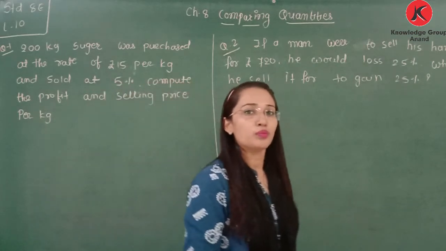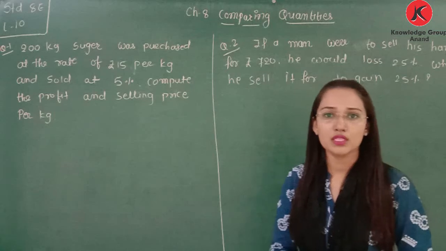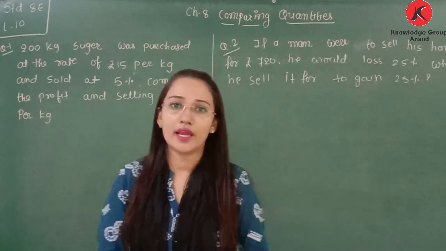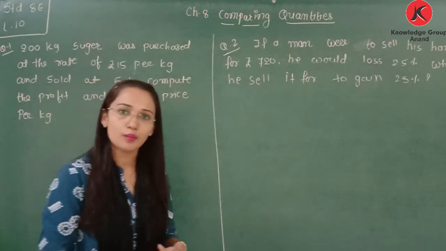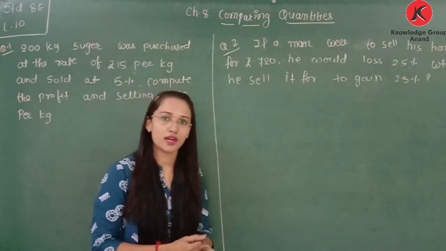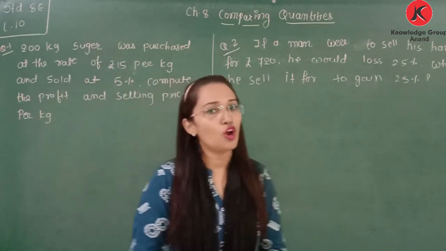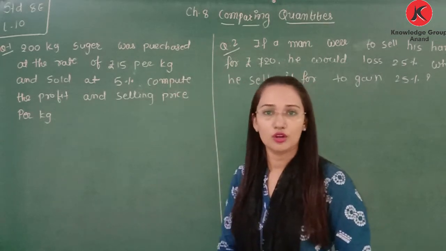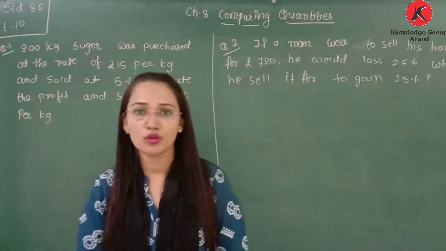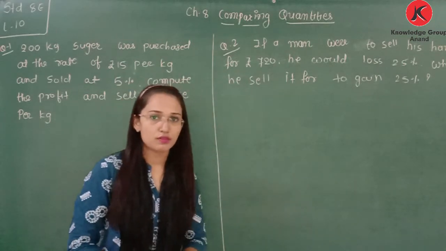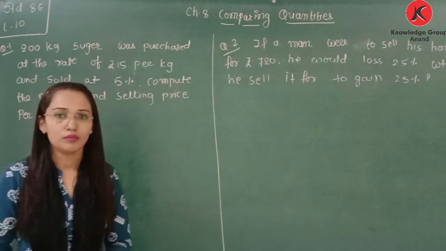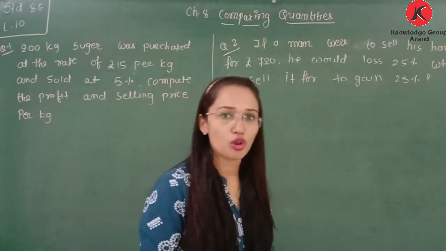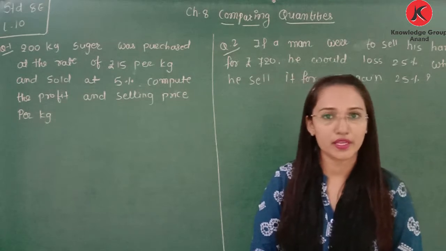Then we learned about profit or loss. Profit means we get more than our buying price. If the selling price is more than the cost price, then we get a profit. And loss means if the selling price is less than the cost price, then we get a loss. We learned the equation also. Percentage profit is equal to profit divided by CP multiplied by 100. Why? Because profit or loss is always calculated on cost price.